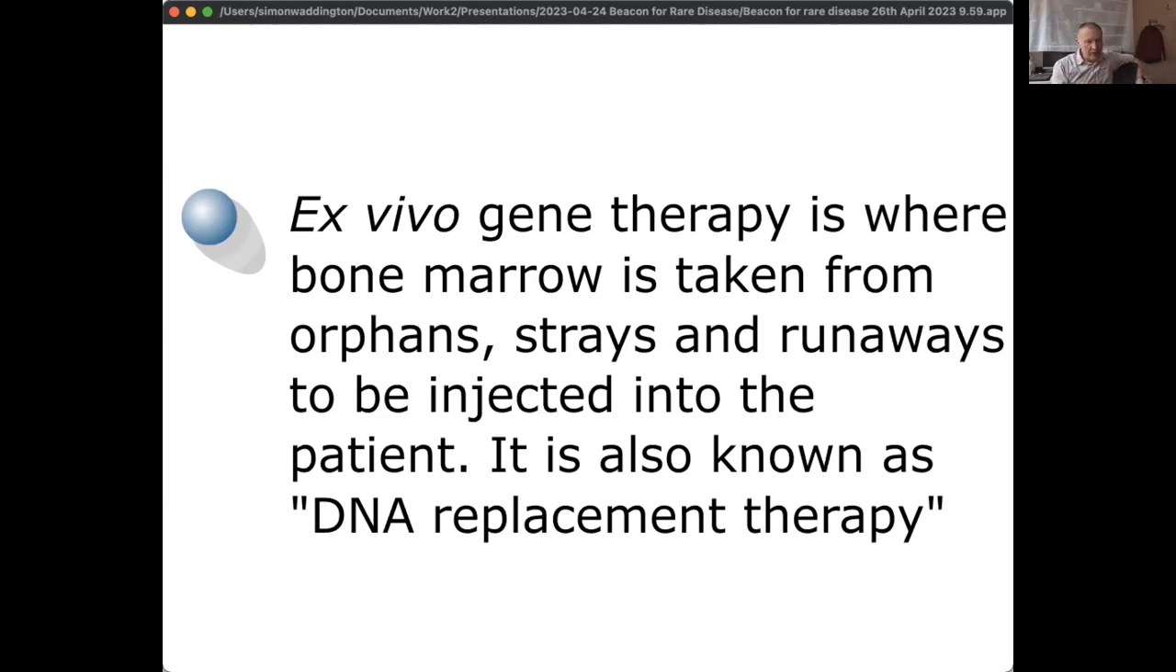So recipients of kidney transplants don't tend to have their diseased kidneys taken out. They just get an extra kidney put in. So that's basically the principle of most of gene therapy at the moment. Okay, I think we've got one more film.